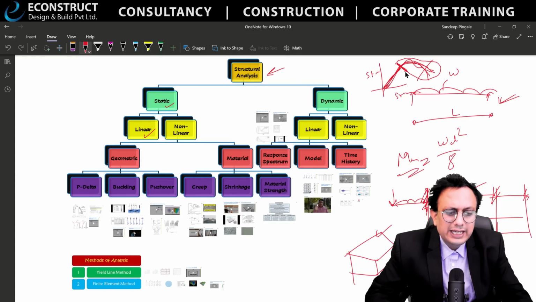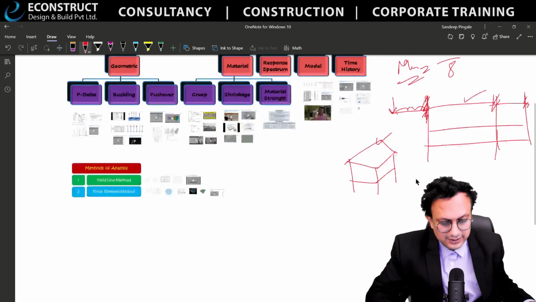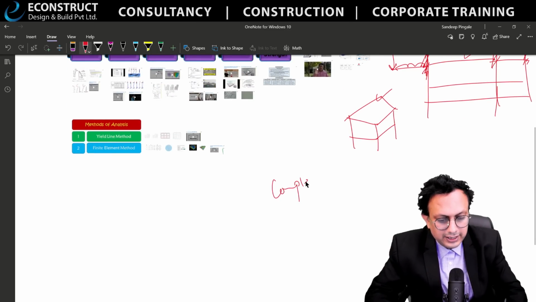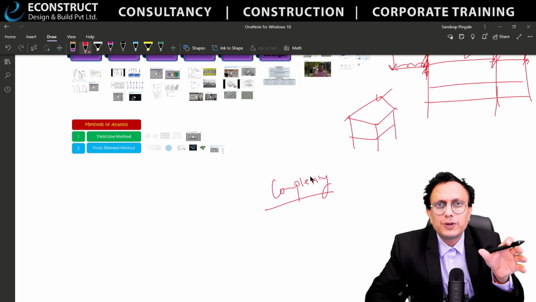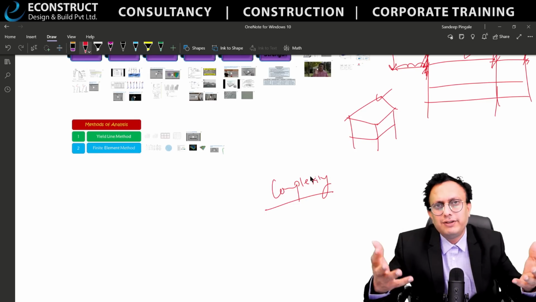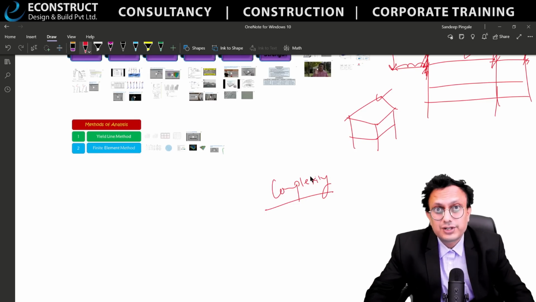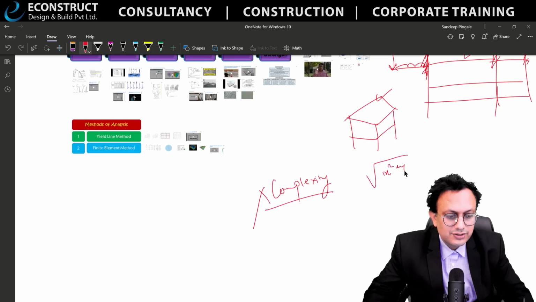But is this the only reason that we go for the linear static analysis? No, there are various reasons. One reason is the complexity, right? What do you mean by complexity? If you see the linear static analysis, the input parameters, the input equations, and the output variables and their determinate behavior. So it is not an indeterminate structure, it is a determinate structure. Right, so it is very, very simple. The complexity doesn't exist. And it is very easy to numerically solve certain equations.